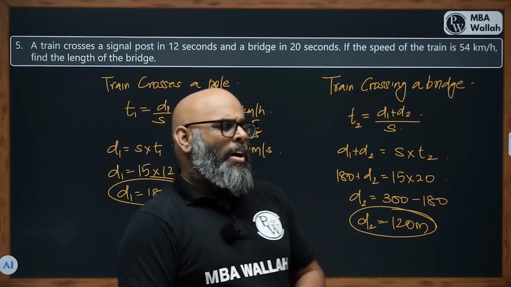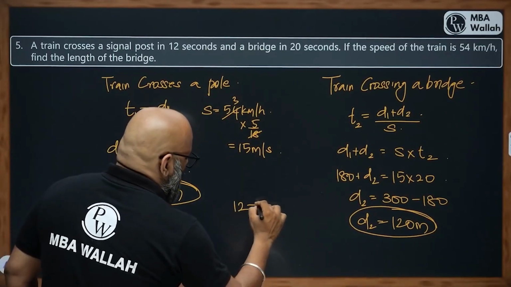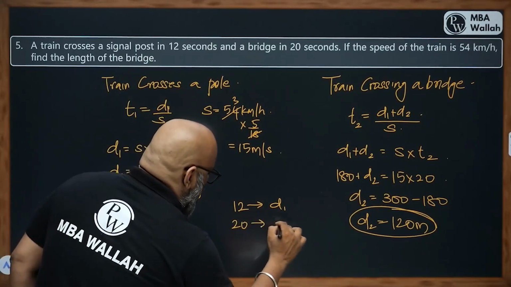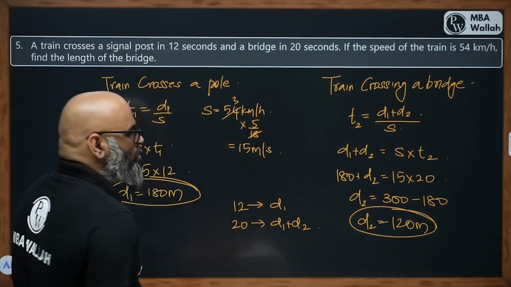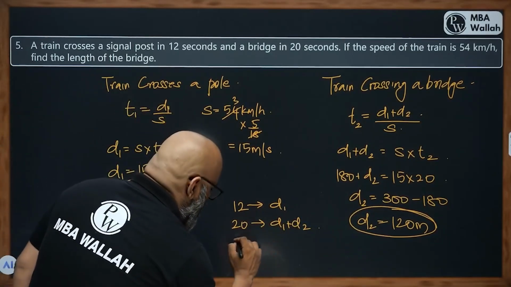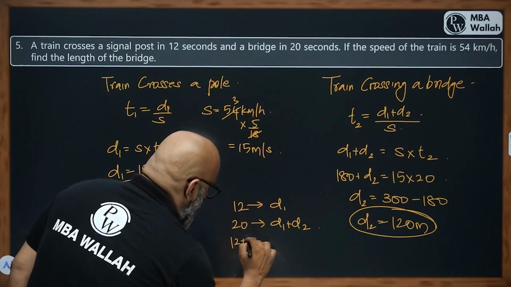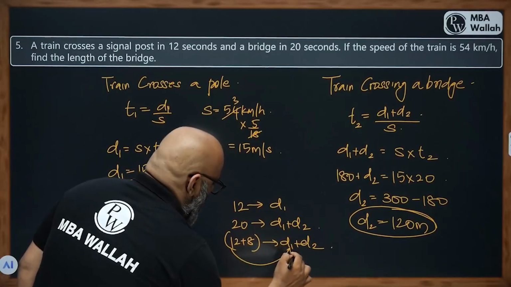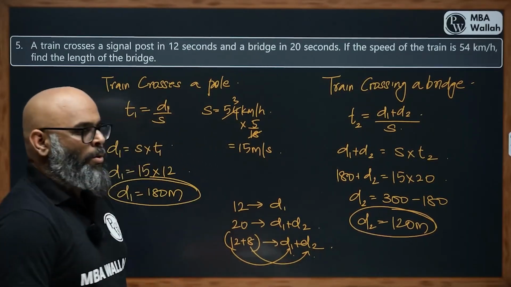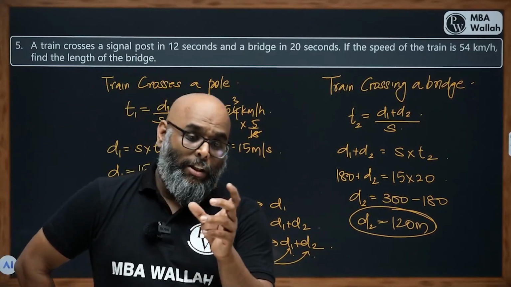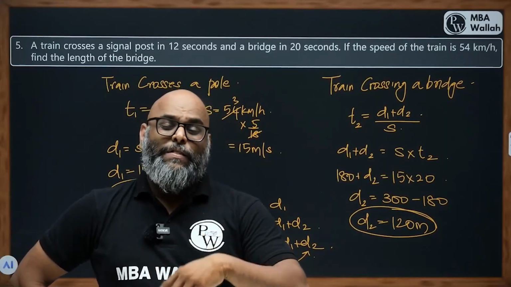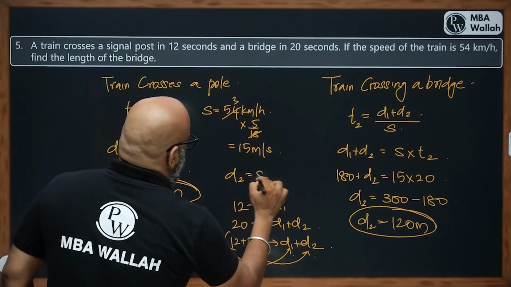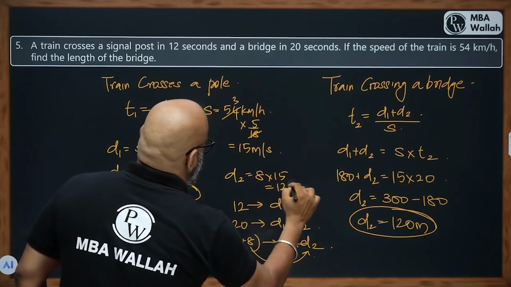8 seconds extra. I can say in 12 seconds, it can cover d1 distance. In 20 seconds, it can cover d1 plus d2 meters. Or I can think about this as, this 20 can be written as 12 plus 8 to cover d1 plus d2. So the 12 will be for d1, the 8 will be for d2. So the train can cover the length of the bridge in 8 seconds at 15 meters per second, or I will straight away say d2 is equal to 8 into 15, that will be 120 meters.